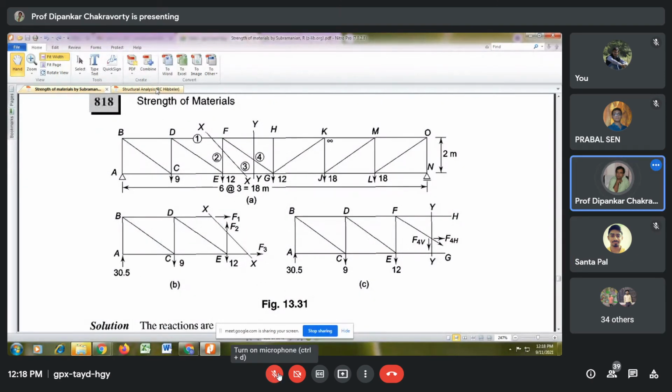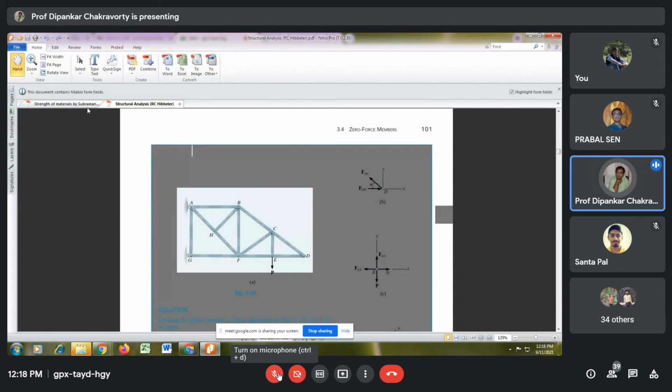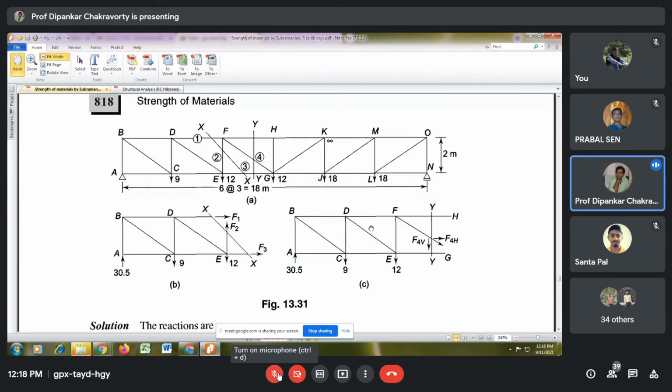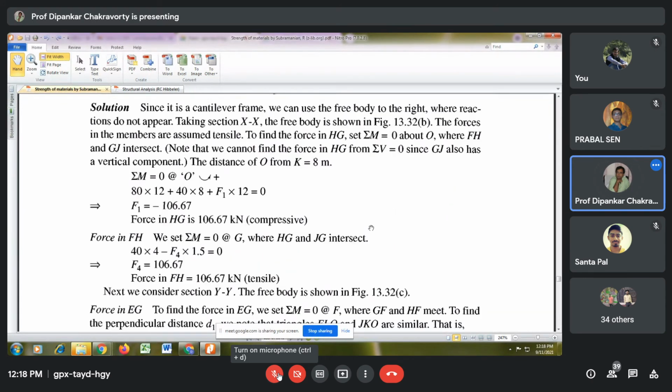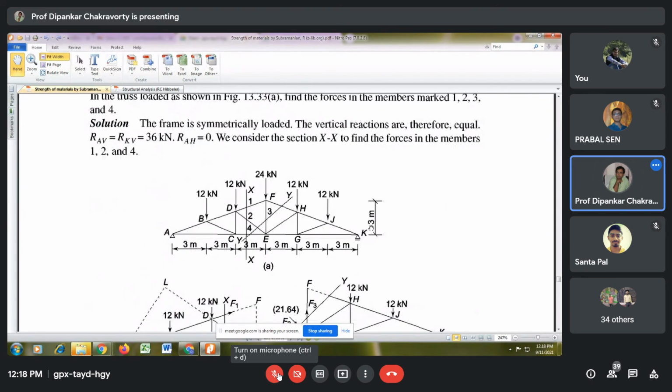So this is the method of sections. There are many other problems you should solve, and you will compare the results with the book. That you have to do, but the principle is the same. The principle is the same, don't worry.